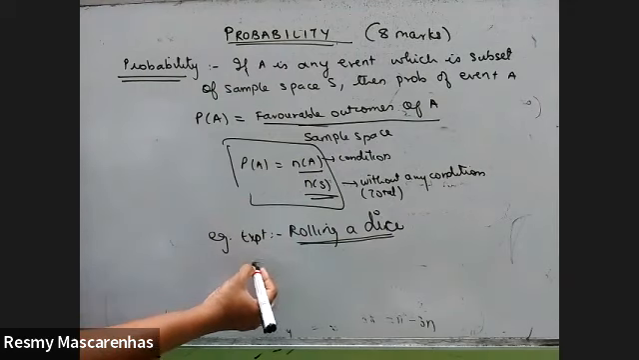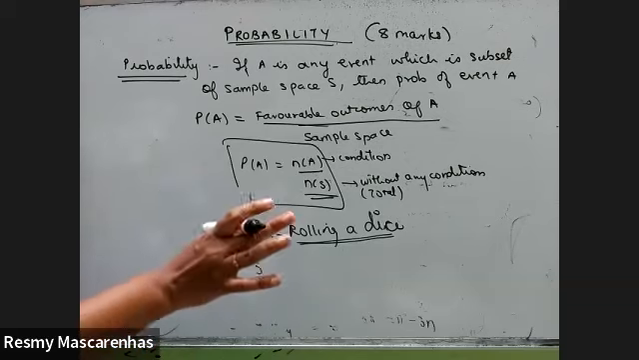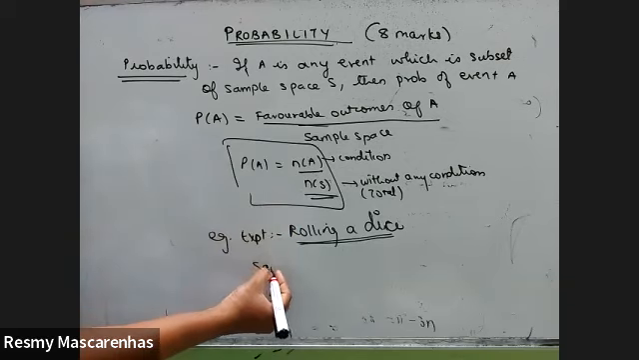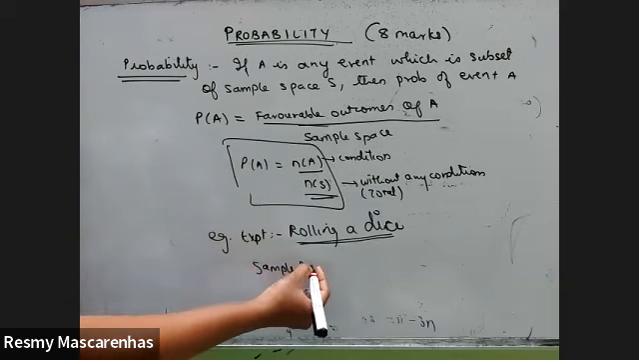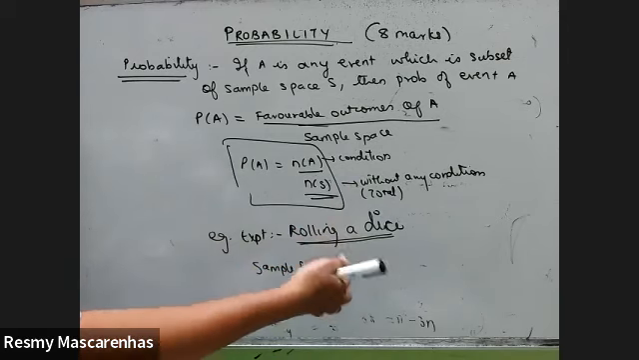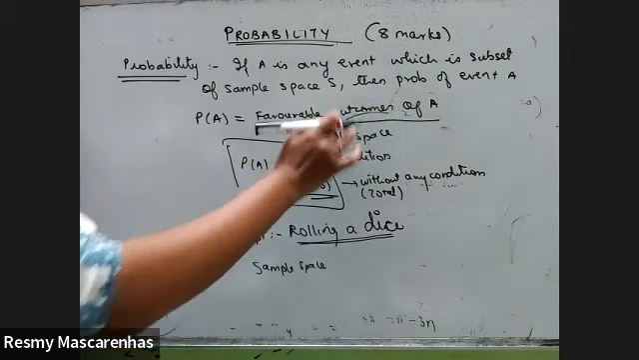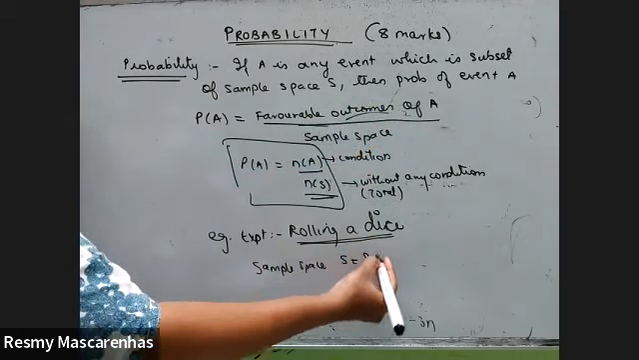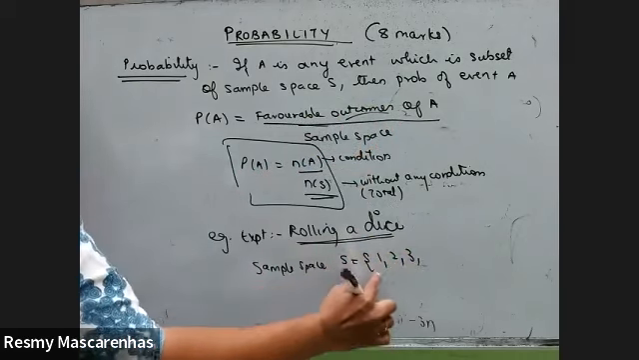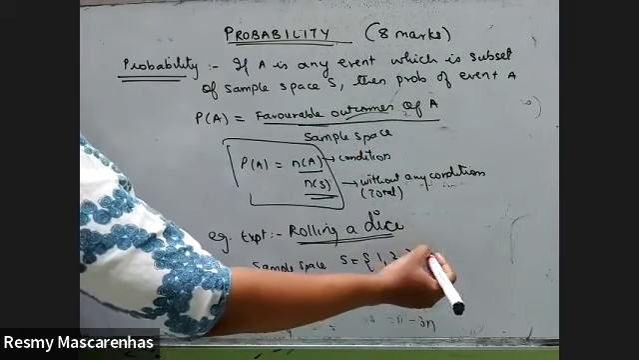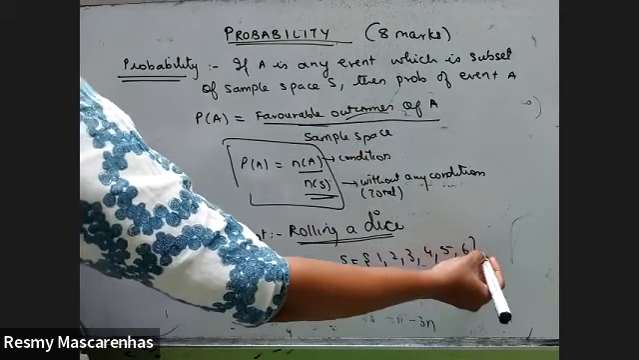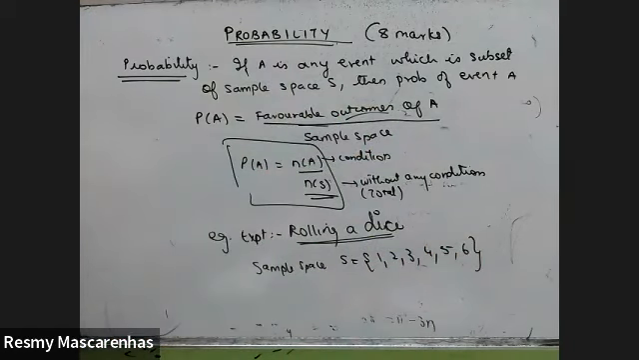So when you do the experiment, there is no condition. So what are all the possibilities? The sample space will be all the possible outcomes. It is simple: one can appear, or two, three, four, five or six can appear. Any of these six numbers can appear on the die. So this is in general.